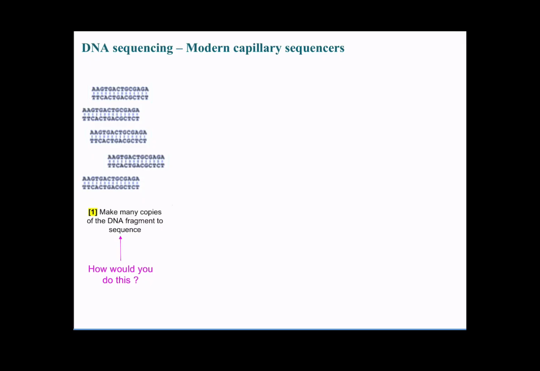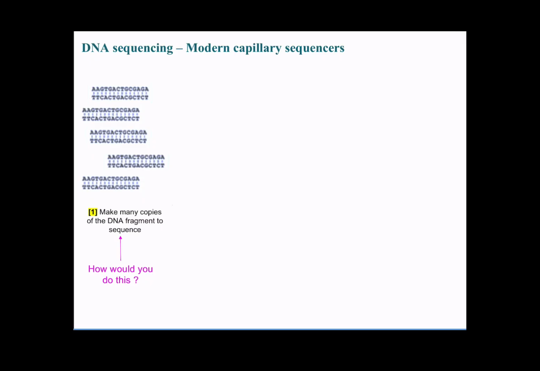So at the very beginning of the process, the step is the same as with classic Sanger sequencing, and that is you need to make many copies of the DNA fragment that you would like to sequence, because that will offer you many template molecules with which to run these partial DNA synthesis reactions, right? So you want many, many template molecules. How do you do that? How do you get many copies of your template DNA?